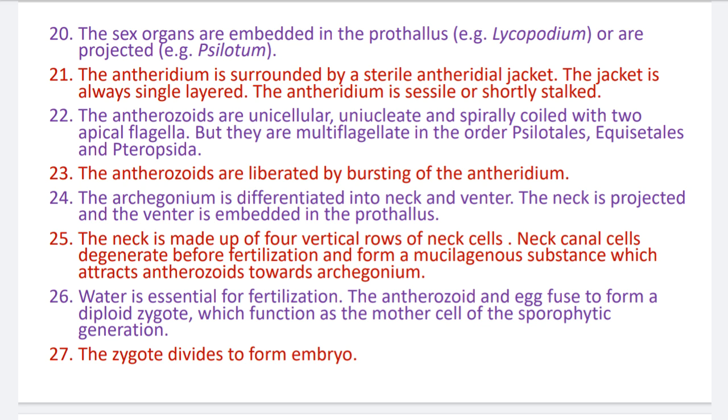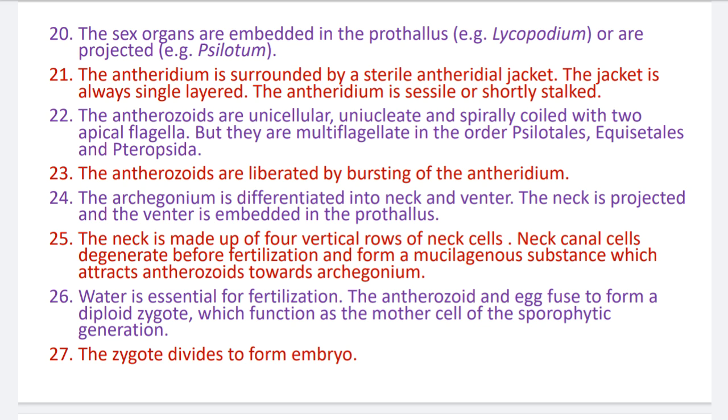Number 24. The archegonium is differentiated into neck and venter. Archegonia are always flask shaped structures. The basal structure is called the venter, and the venter contains the venter canal cell. At the base there is an egg. Egg is called the female gamete. Egg is always uninucleated, with a haploid female nucleus.